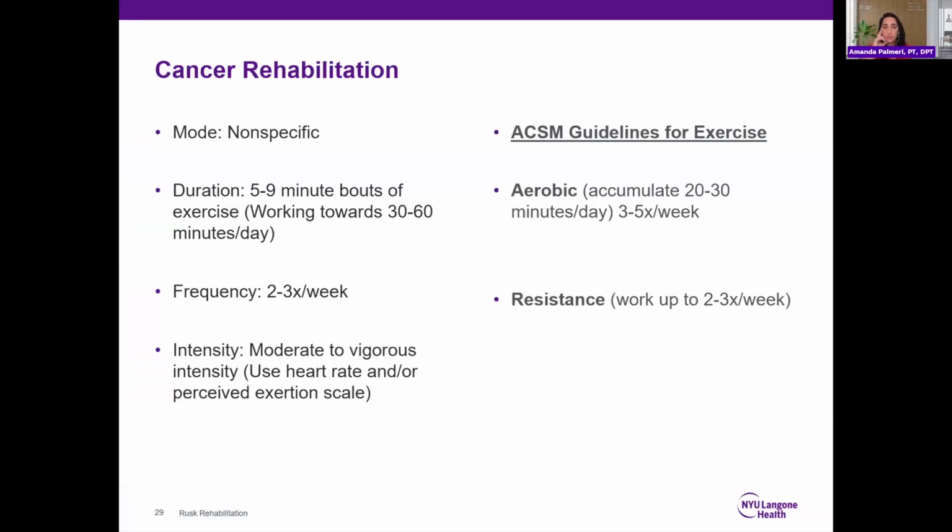As we work towards being more active, doing these bouts of exercise that can be as little as a couple of minutes, but working up ultimately to what we consider exercise guidelines for activity.